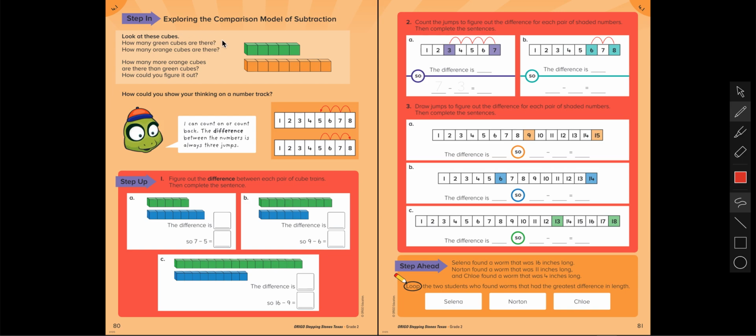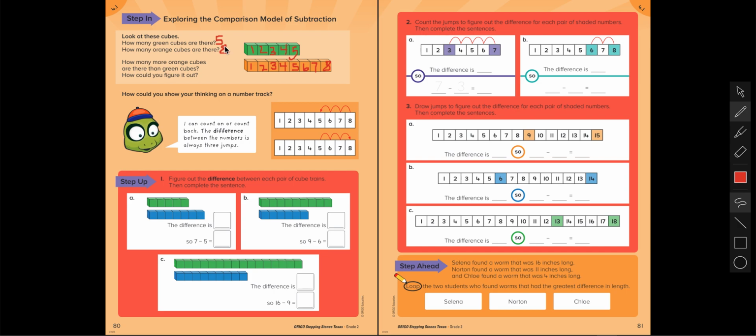So I'm going to come over and count: 1, 2, 3, 4, and 5. I have 5 green cubes. Now I need to figure out how many orange cubes there are. I have 1, 2, 3, 4, 5, 6, 7, 8. I have 8 orange cubes.